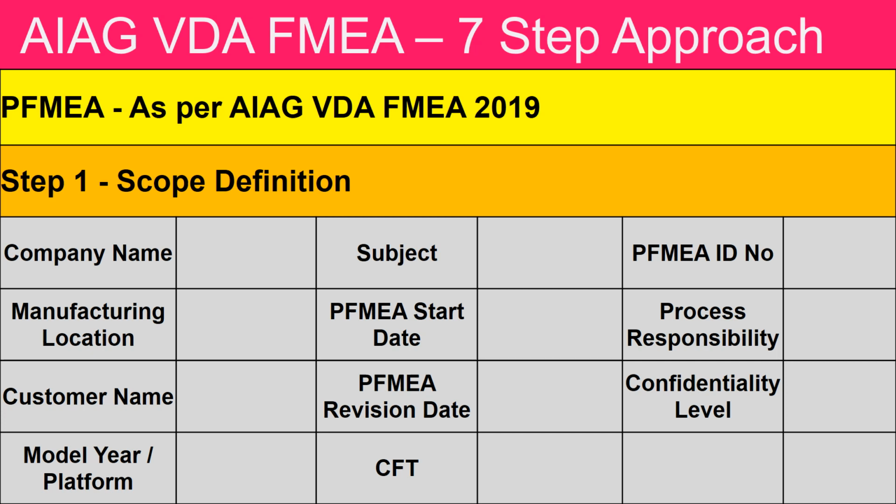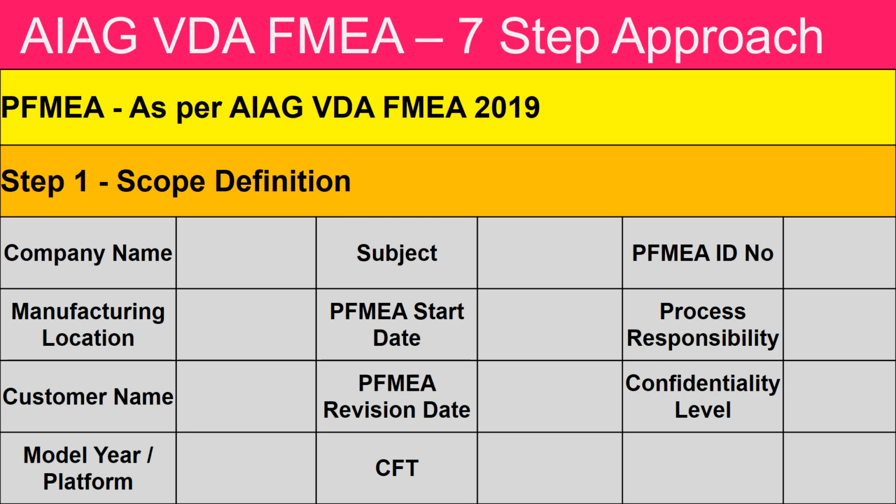In the subject section, you have to fill in the project details. PFMEA start date is when the PFMEA has started. PFMEA revision date is the latest date of the revision. In CFT, you have to put in the details of the cross-functional team involved in this FMEA preparation. PFMEA ID number is allocated by the company. For process responsibility, you have to put the name of the owner of this PFMEA.